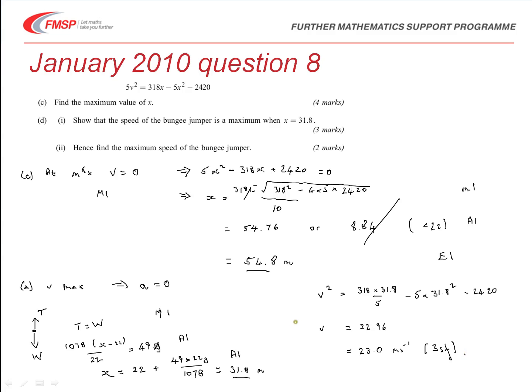Again, 2 marks. A method mark for realising that you've got to substitute the 31.8 into the given expression at the beginning of the question, and then an accuracy mark for your answer.